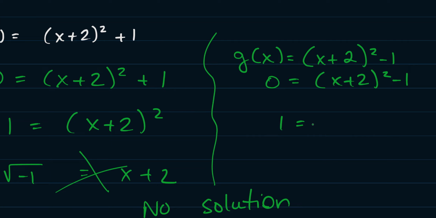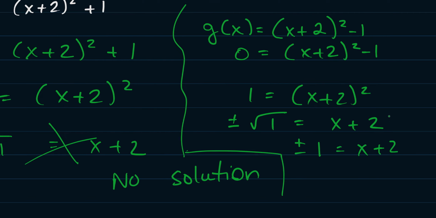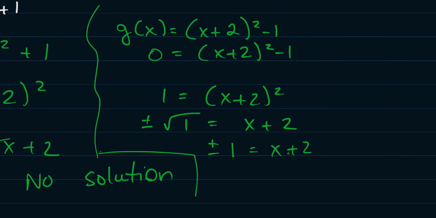So if we set this equal to 0, and then I move that 1 over and take the square root, I could continue my work because the square root of 1 is just 1, so I get plus or minus 1 is equal to x plus 2. And then you want to solve for x. So you need to move this 2 to the other side. So I'm going to subtract 2. I'm going to get -2 plus or minus 1 is equal to x.